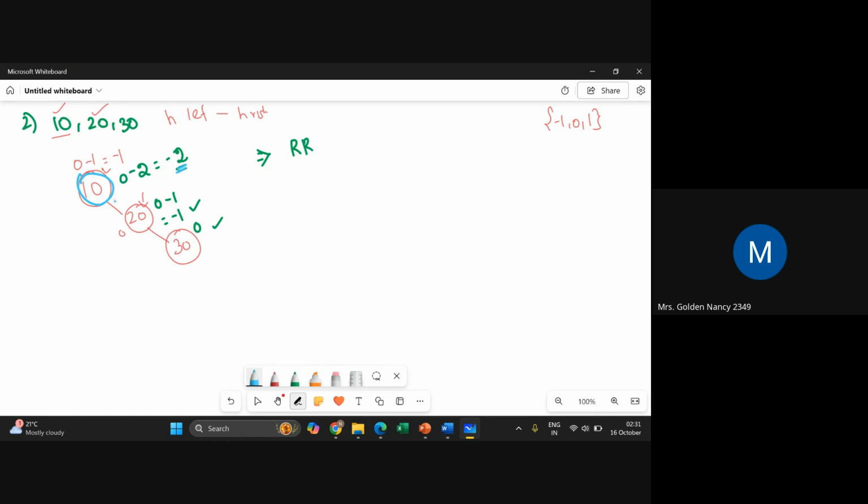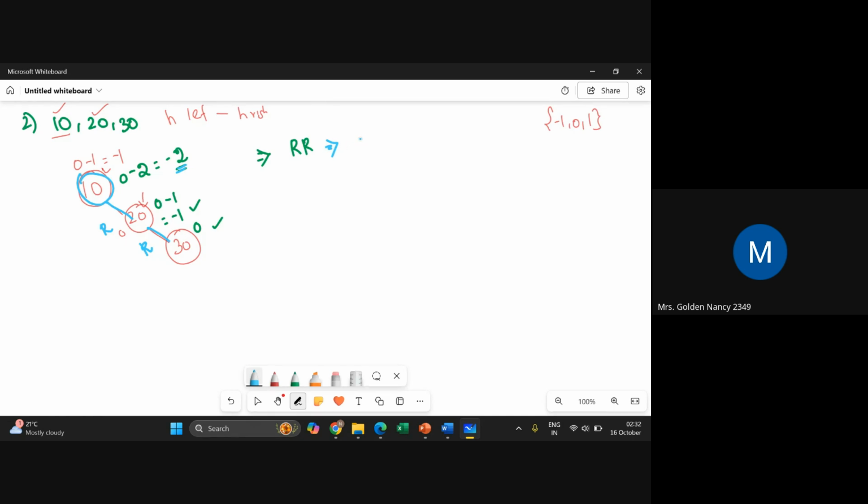And why did you get that violation? Because you have inserted a node in the right subtree of the right, that is RR. So you have inserted 30 at the right subtree of the right, so only the balance factor of 10 was violated. Now what do you have to do? You have to do RR rotation.